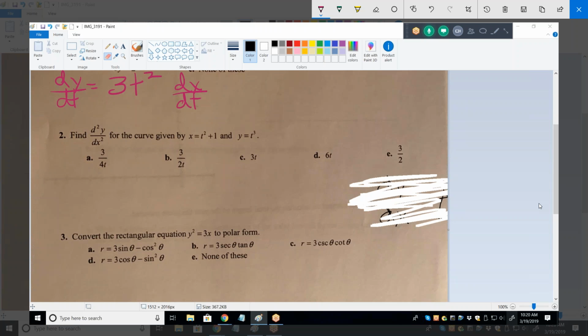We know we're going to need dx dt. That's 2t. So the first derivative is dy dt divided by dx dt. So yes, dy dx is going to be 3/2 t.